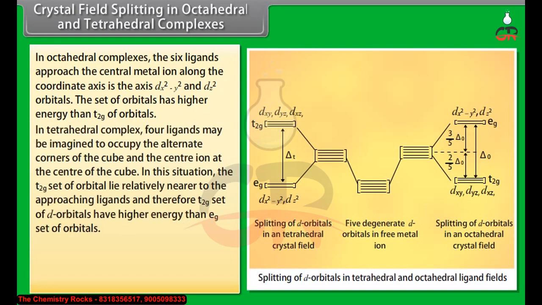In tetrahedral complex, 4 ligands may be imagined to occupy the alternate corners of the cube and the central metal ion at the center of the cube. In this situation, the t2g set of orbitals lie relatively nearer to the approaching ligands, and therefore the t2g set of d orbitals have higher energy than the eg set of orbitals. The relationship between delta T and delta O is given by delta T is equal to 4/9 delta O.